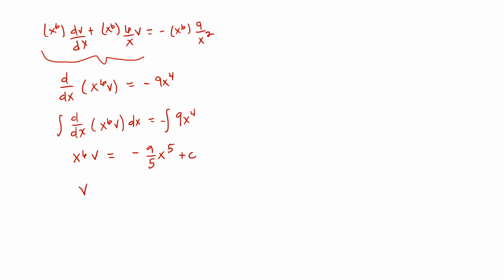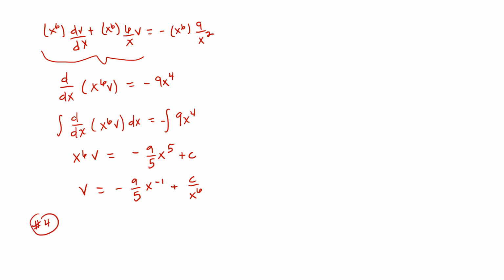Getting v by itself, we'll have to divide everything by x to the 6th power. So we have negative 9 over 5, and that will get us x to the negative 1 plus c over x to the 6th power. Okay. Now for step number 4, we back substitute.